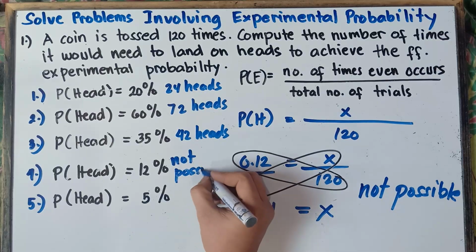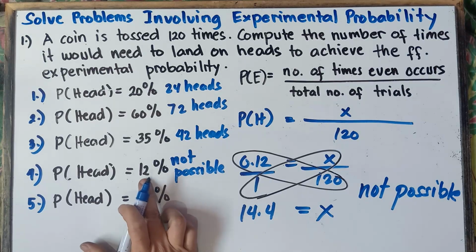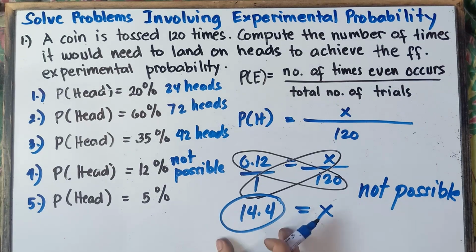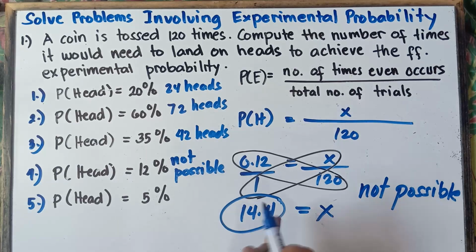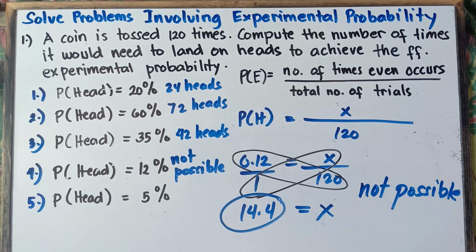Okay, so this is not possible, class. We cannot answer this one, class. We don't have the number of heads in this given percent, 12%. 14.4, class, is not possible, because the number of heads can be counted, and counting numbers are whole numbers. We already have that explanation, class, with regards to counting numbers. You had that one, class, during your grade 7: counting numbers, whole numbers, natural numbers, integers, and so on. Therefore, with regards to example number 4, this is not possible.